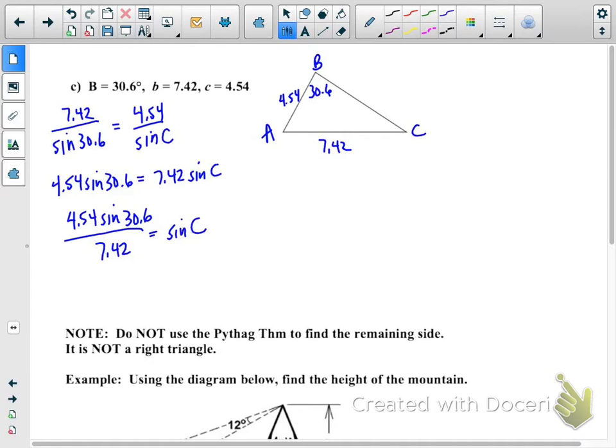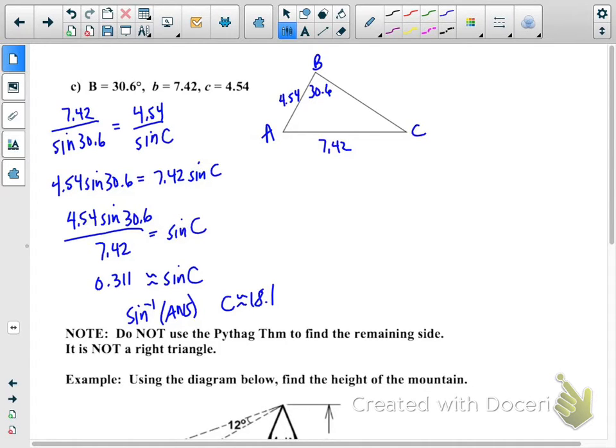Now, this answer right here is approximately 0.311. Okay, but don't round that off. Use that exact answer that's in your calculator. Do the inverse sine of answer. And I end up with that C is approximately 18.1.